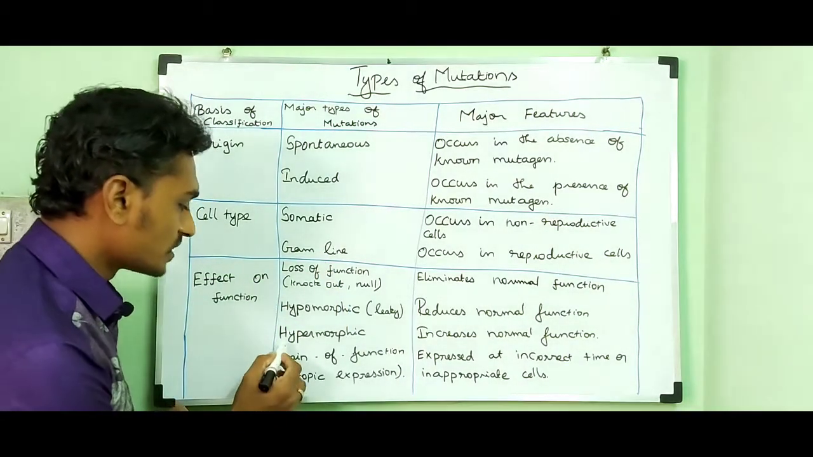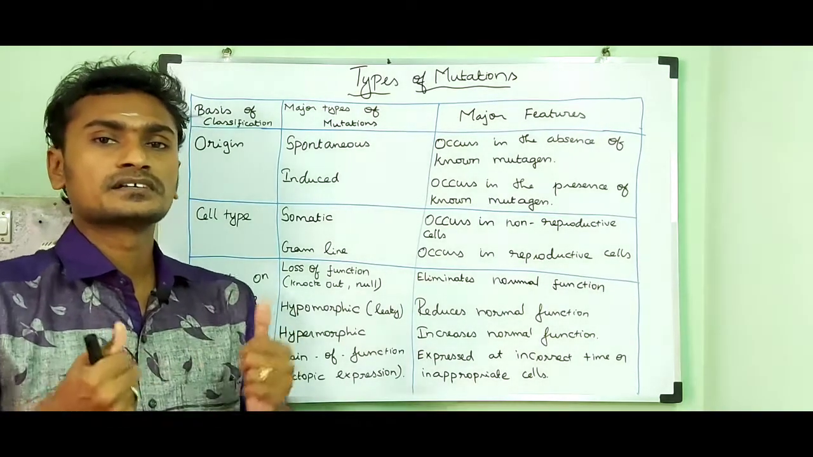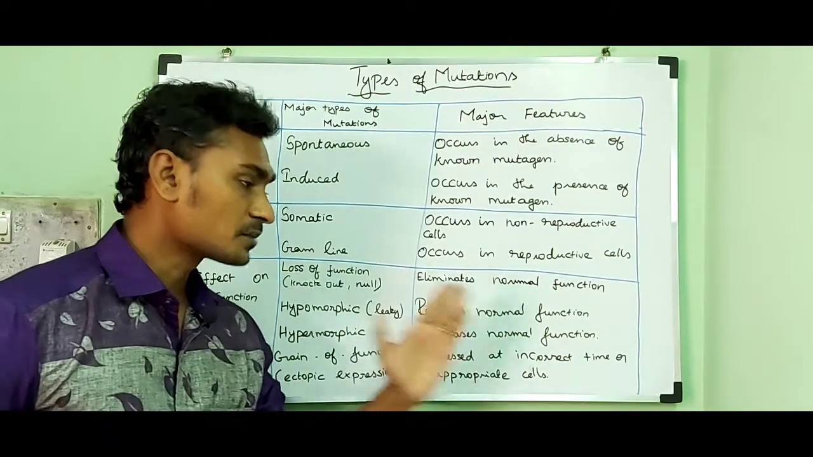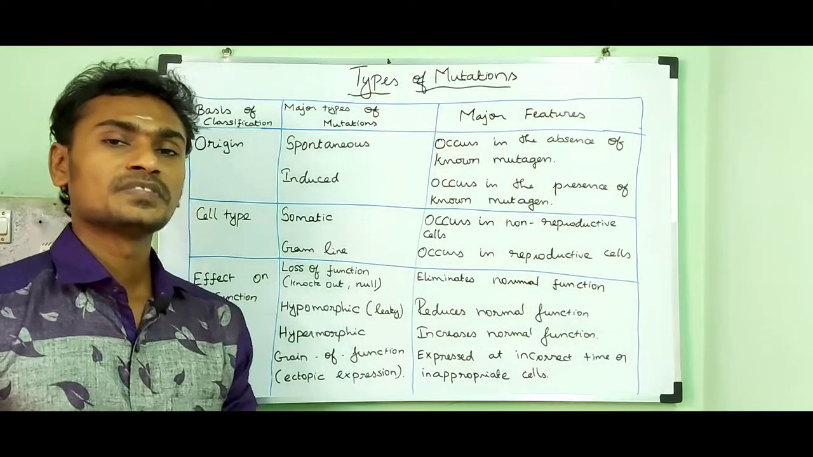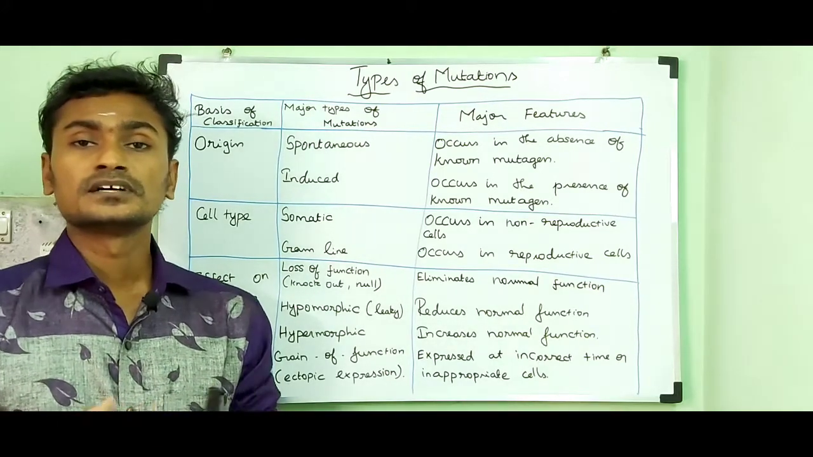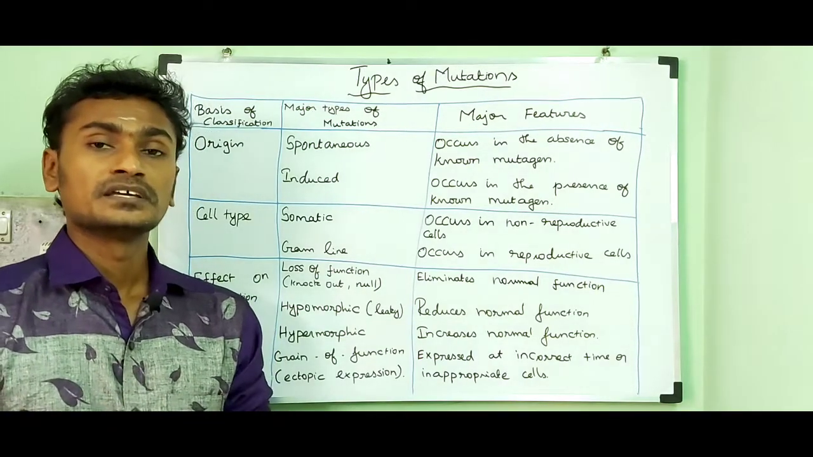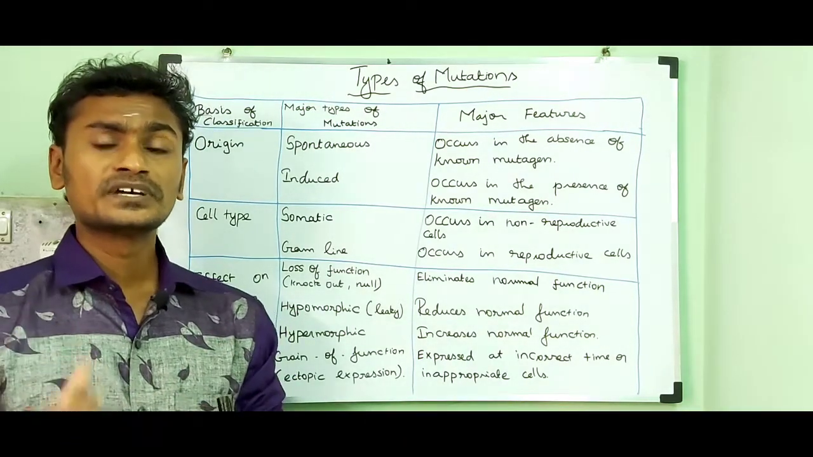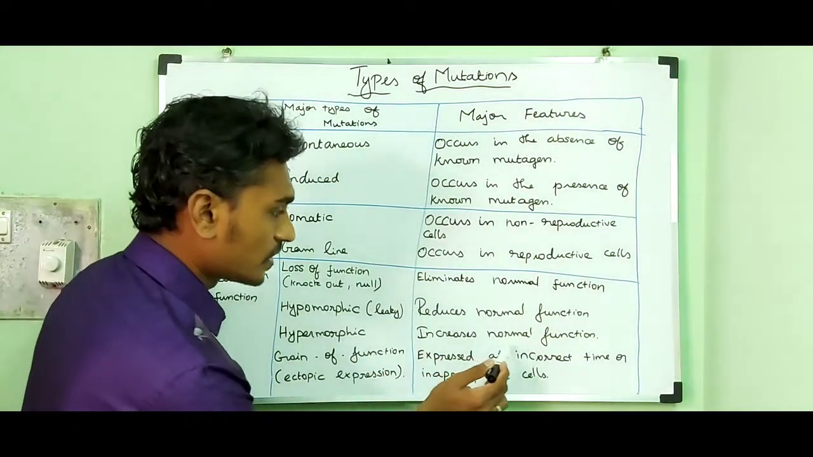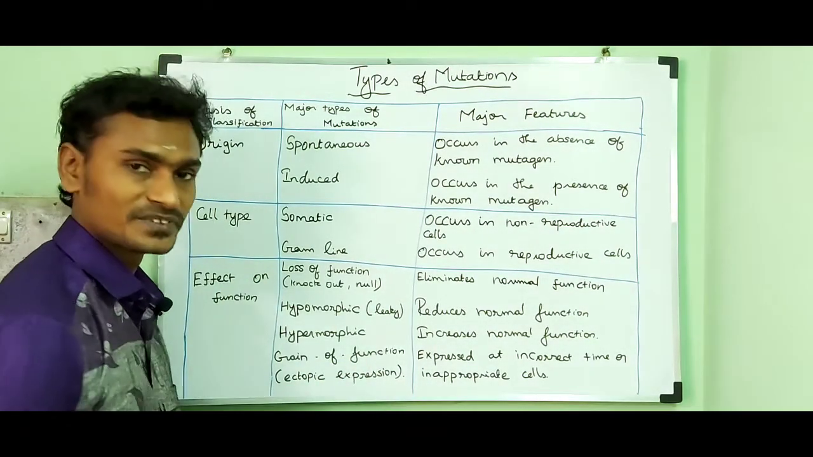Then the third one is hypermorphic. Hyper means increased, high. So hypermorphic means increases normal function. They express their character more aggressively than normal. So if the mutation occurs in the wild type, it expresses its character more vigorously or more aggressively. So it increases normal function.